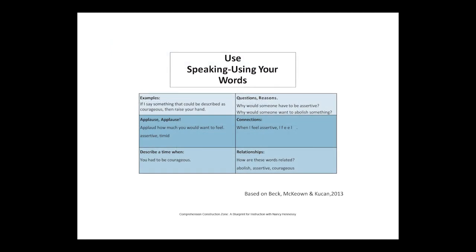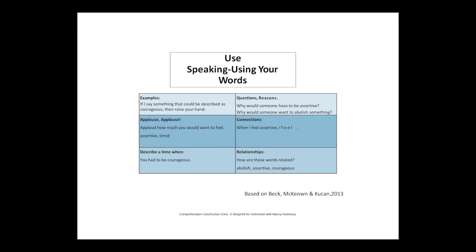All right. And then the speaking, if I say something that could be described as courageous, then raise your hand. And giving an example, for instance, either from text or life. Right? And this is really Isabel Beck's work. Applaud how much you would want to feel assertive or timid, opposites of courageous. Okay. Describe a time when you had to be courageous. Why would someone have to be assertive? When I feel assertive, I feel.